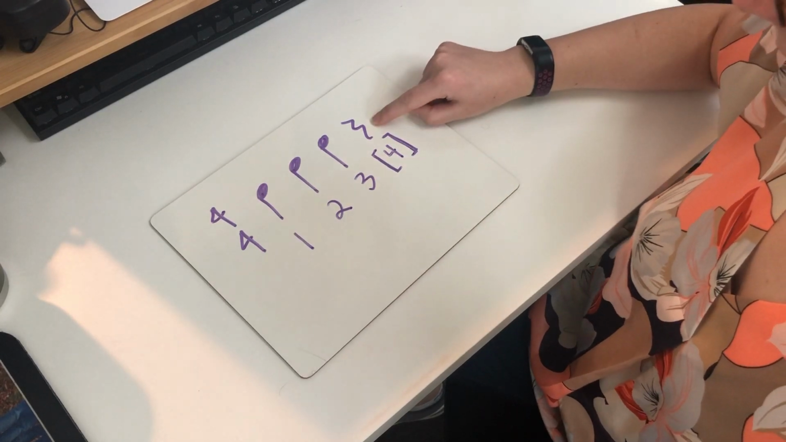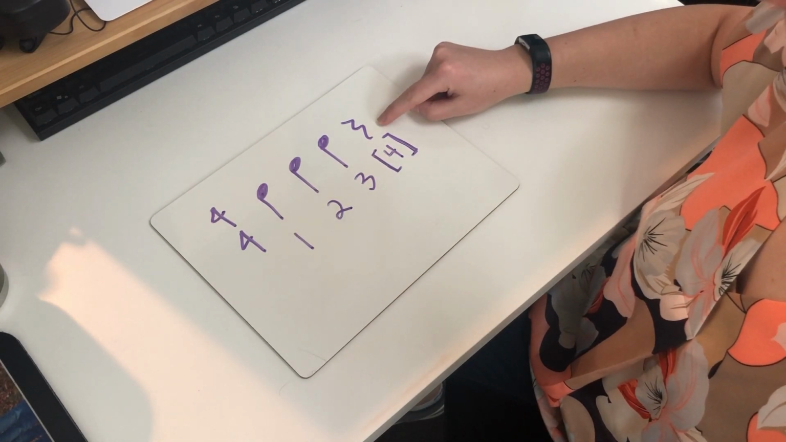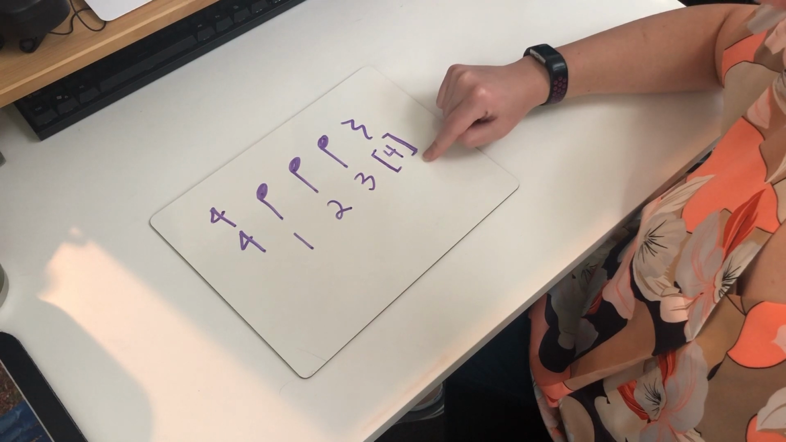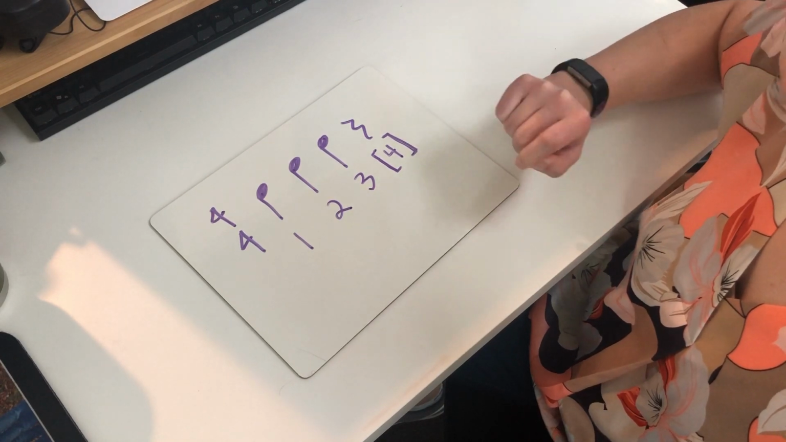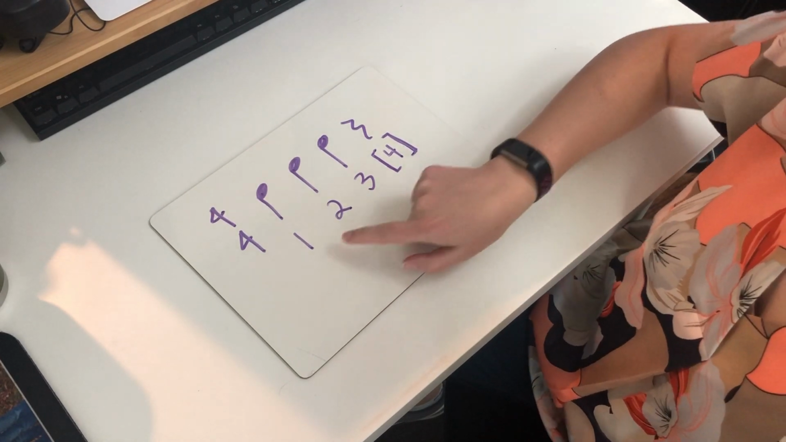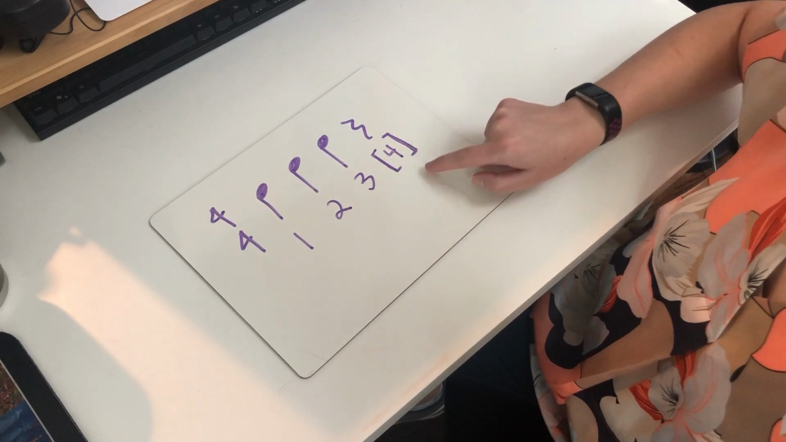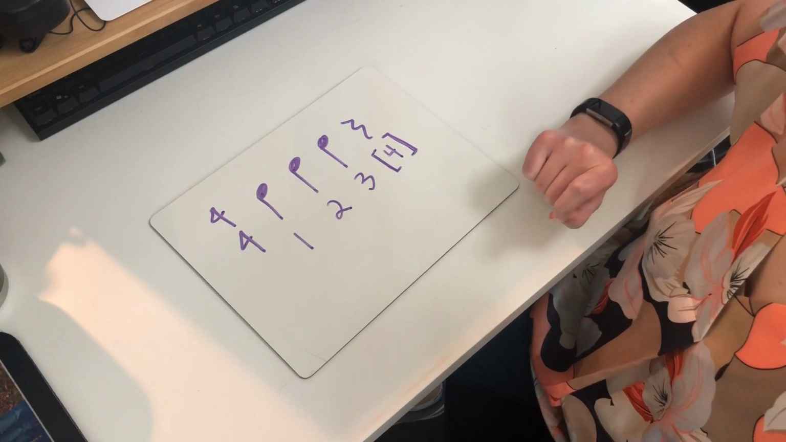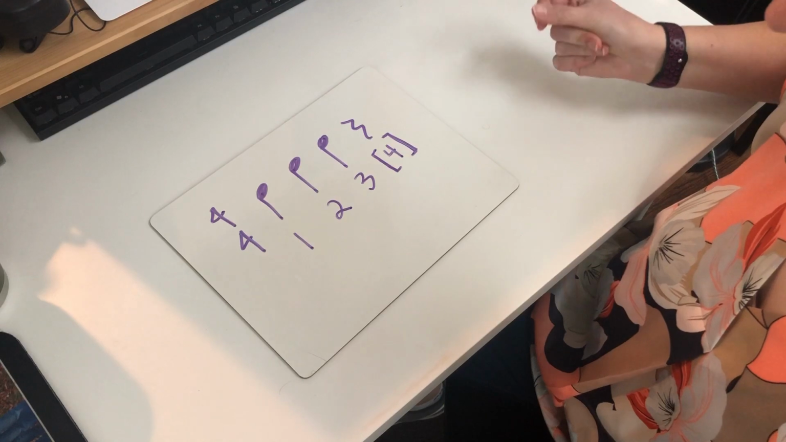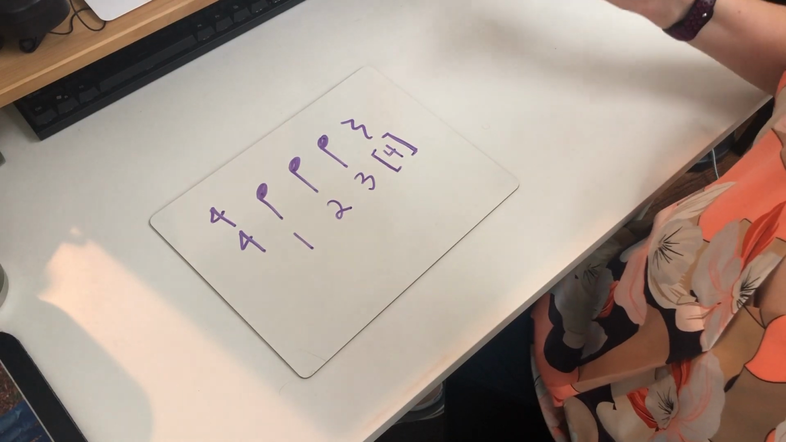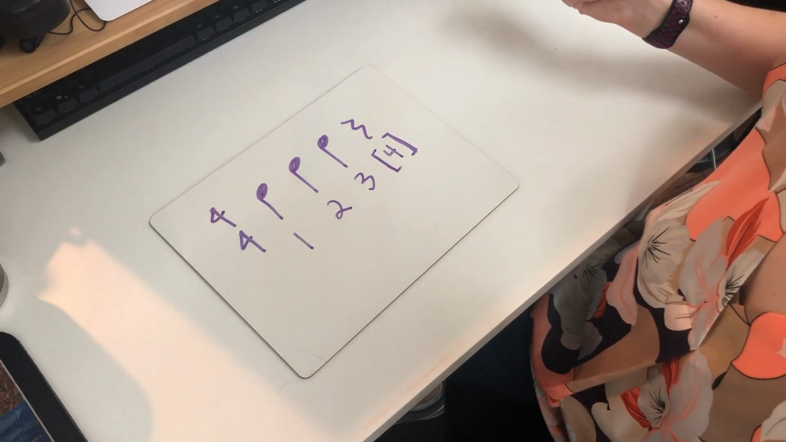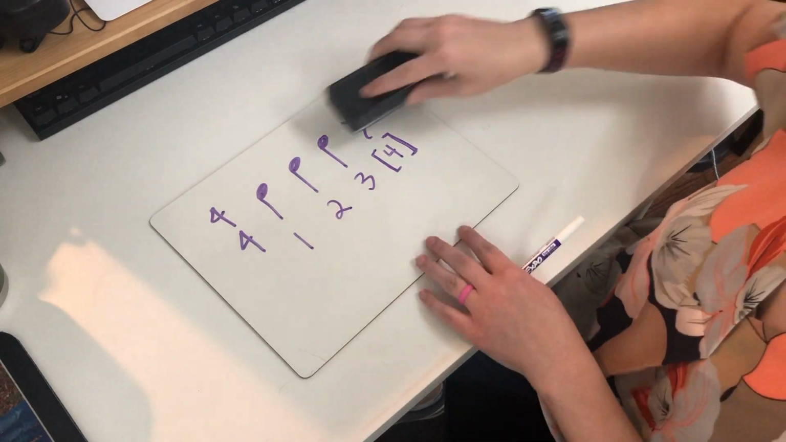So a beat of rest is a beat of silence. That means we're not going to say this 4 when it comes up. We would count this 1, 2, 3. Here it is again. 1, 2, 3. And that was my beat of silence on the last one.